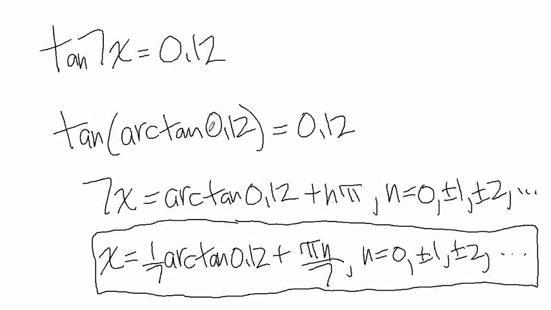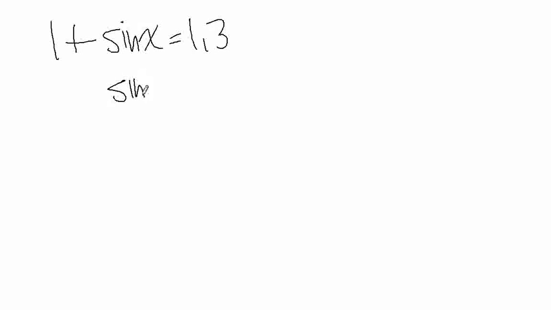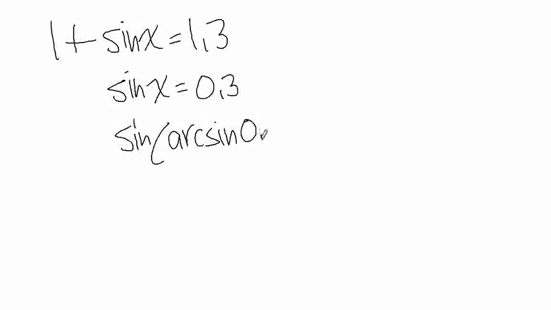Let's do another example that does not involve a special angle. Suppose we wanted to solve this trigonometric equation. 1 plus the sine of x is equal to 1.3. So let's first isolate the sine of x. We'll subtract 1 from both sides, so sine of x is equal to 0.3. And that's not associated with a special angle, as I said, so let's use the fact that the sine of the arcsine of 0.3 is equal to 0.3.